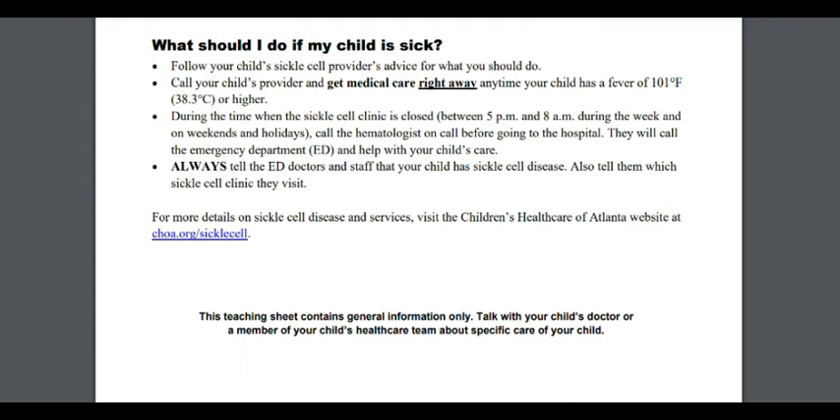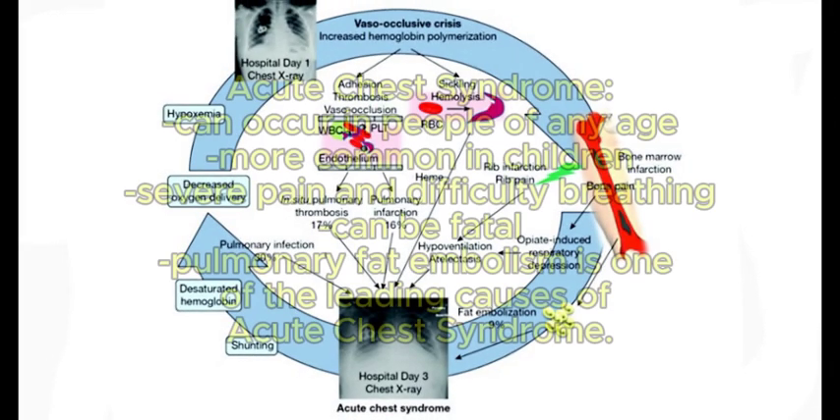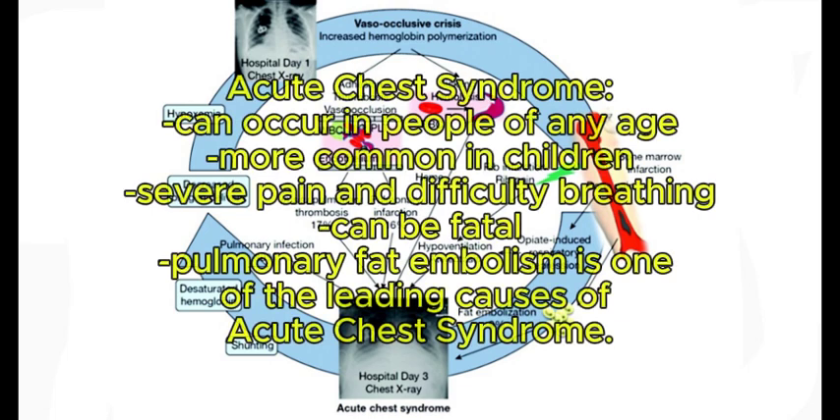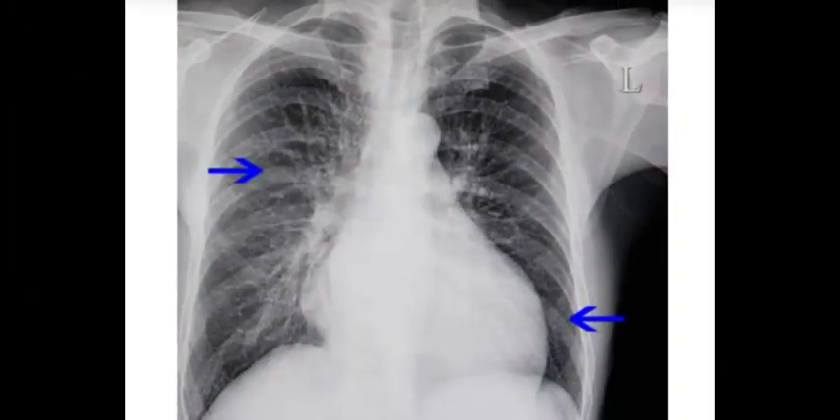Acute chest syndrome, that was the diagnosis in the last video, can occur in people of any age, but it is more common in children. It is usually characterized by severe pain and difficulty breathing. Acute chest syndrome can be fatal. Pulmonary fat embolism is one of the leading causes of acute chest syndrome. The heart is often enlarged, and an enlarged heart is less efficient at pumping blood to the body, which can lead to heart failure. Murmurs are common.